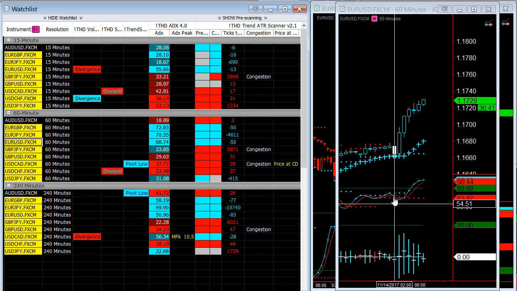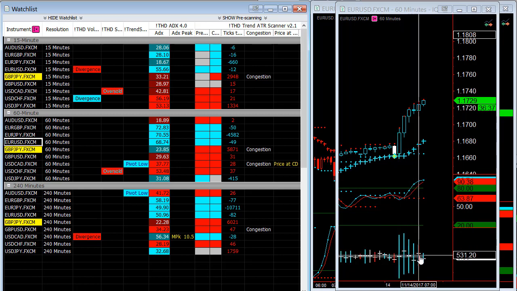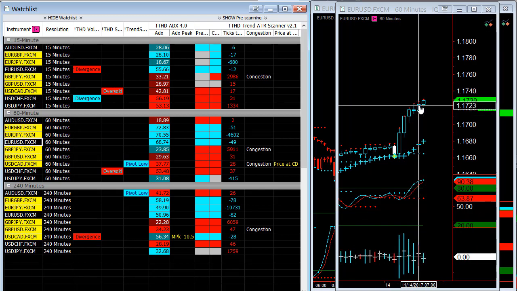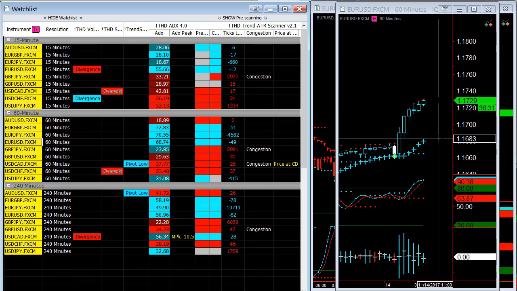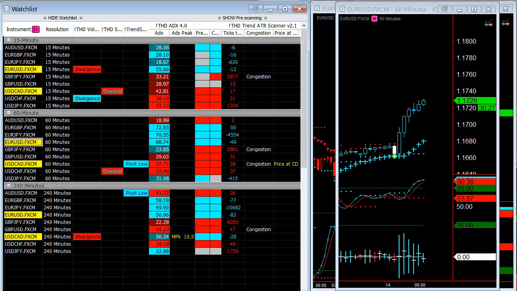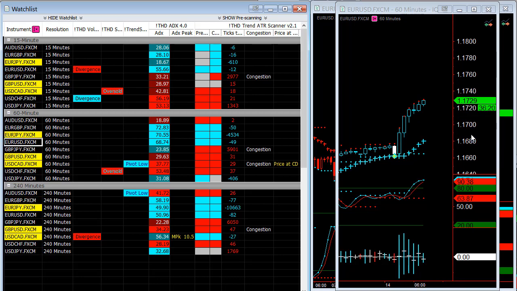On the Euro dollar, you also see that you are overbought. The buy-in volume is slowing down, which is what you would want to see, and then for it to retrace back to the ATR before an entry. The ATR has to offer support in order for a long position to be initiated.